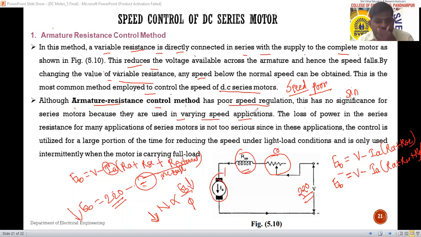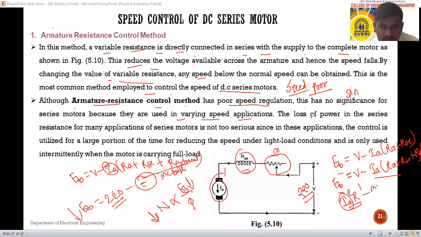And there is loss of power in the series resistance, because the total current or the full load current flows through it. See this IA RA drop. Suppose we calculate the I square R loss, where I is the armature current, and it is the maximum current or the rated current of the motor. So this loss is maximum.